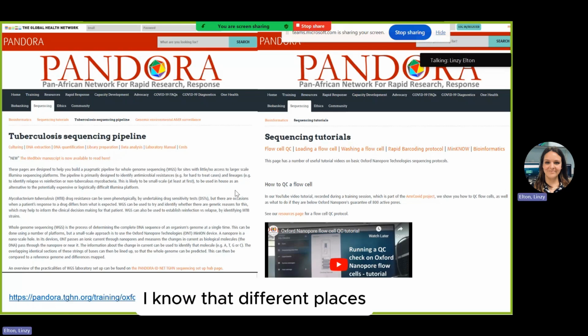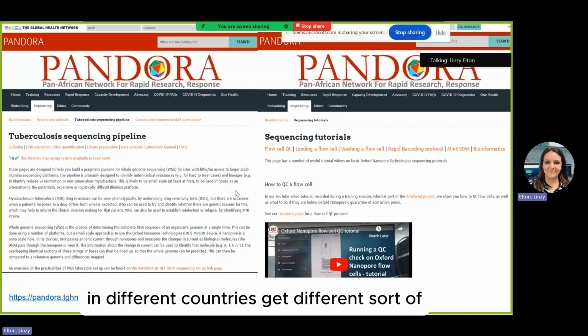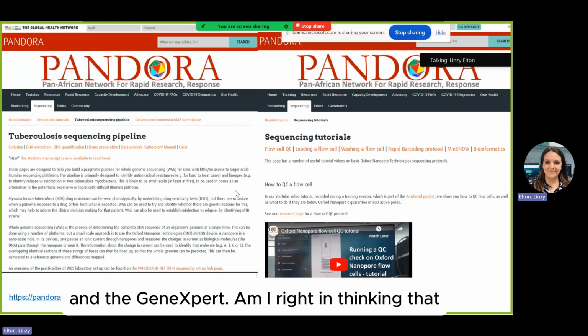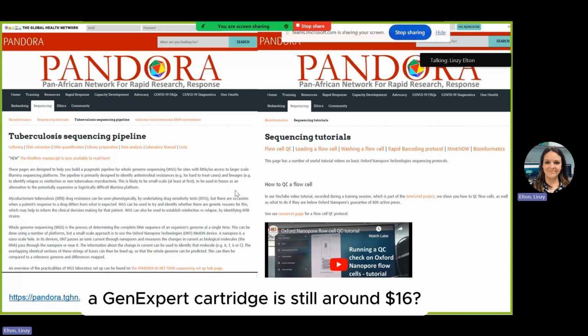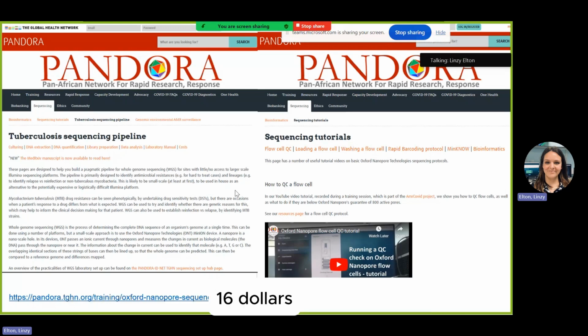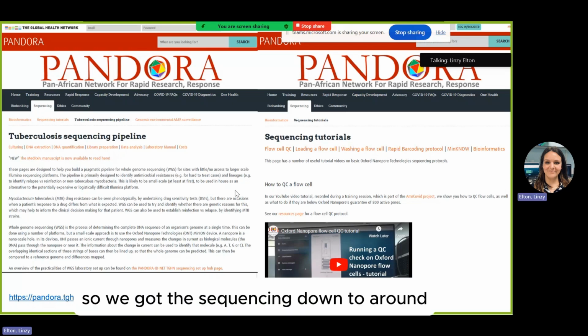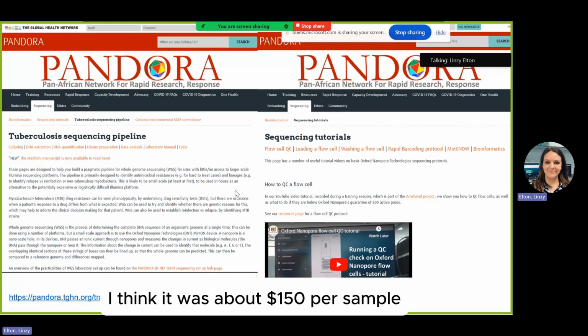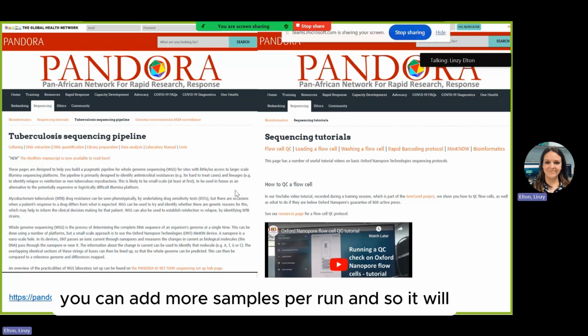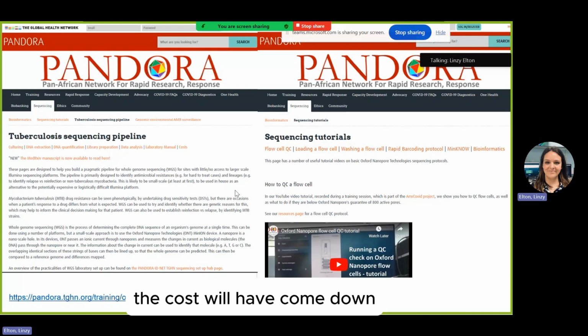Yeah, so I know that different countries get different discounts on things like MGIT tubes and Hain and the GeneXpert. Am I right in thinking that a GeneXpert cartridge is still around $16? Again, I guess it depends on where you are. With sequencing, we got the cost down to about $150 per sample. But with the new sequencing technology that will have come out, you can add more samples per run, and so the cost will have come down.